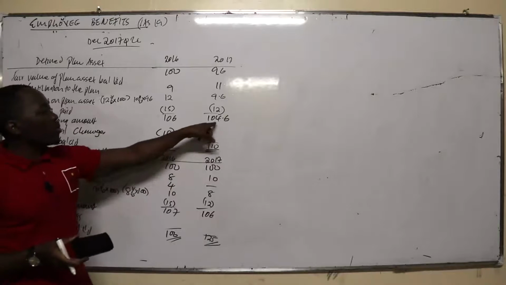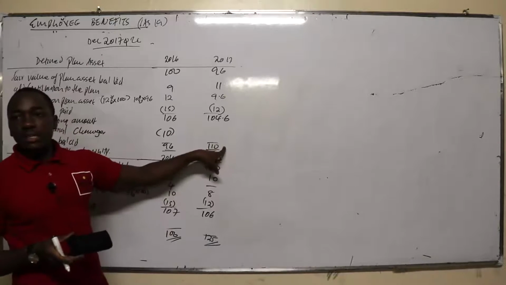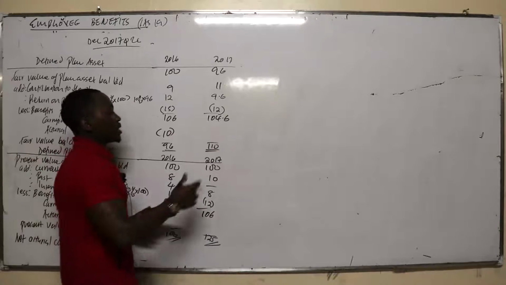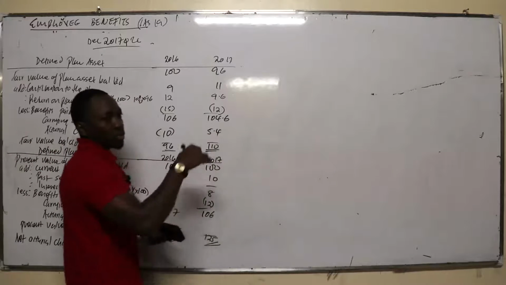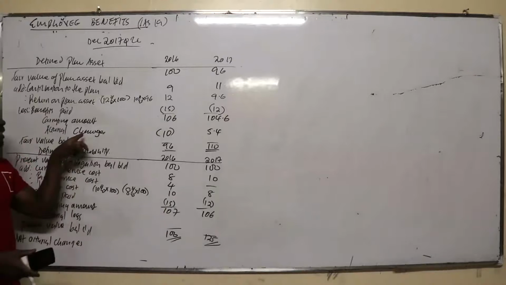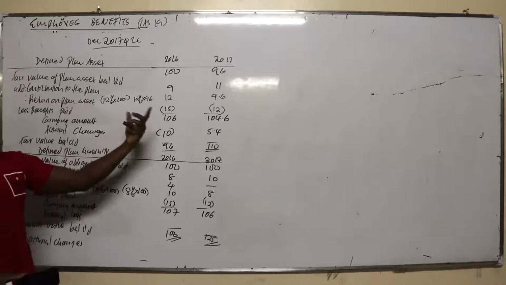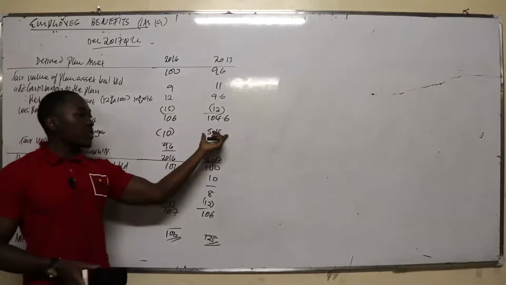What about this one? From 104 to 110, an increase. An increase of how much? 5.4. So it's an actuarial gain. That's why I have just indicated actuarial changes. So since we have 2 years, you can show a loss as a negative, that one as a positive.